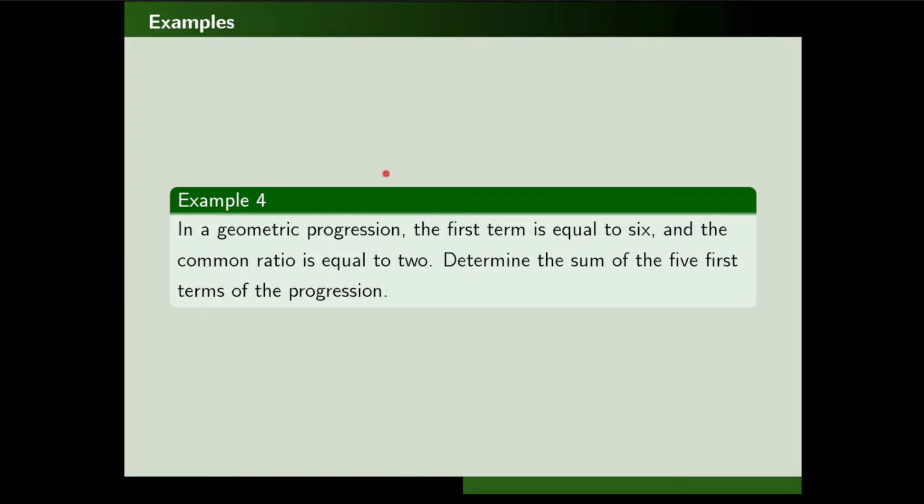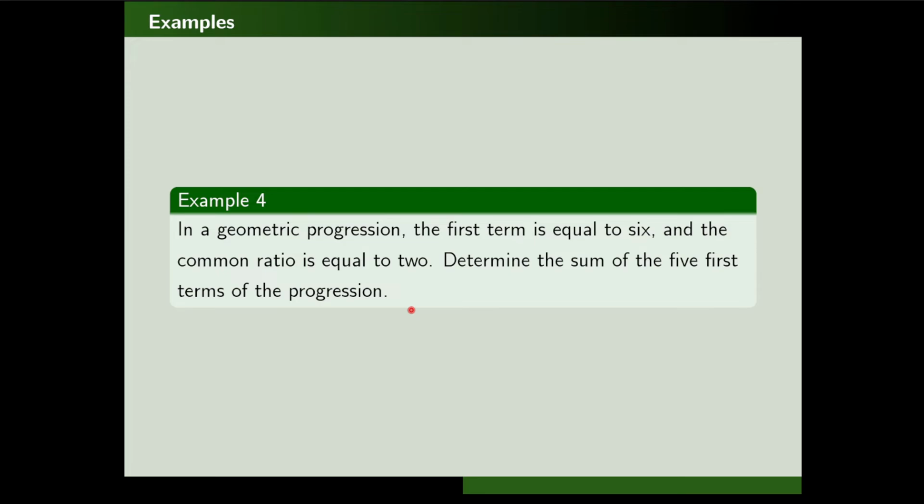Okay. So anyway, we want to solve this in a geometric progression. The first term is equal to 6, and the common ratio is equal to 2. Determine the sum of the 5 first terms of the progression. The point of this exercise is just to memorize the formula or to use it. Okay?